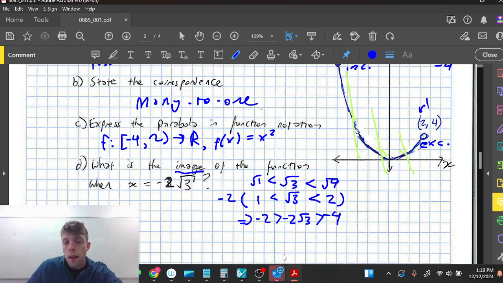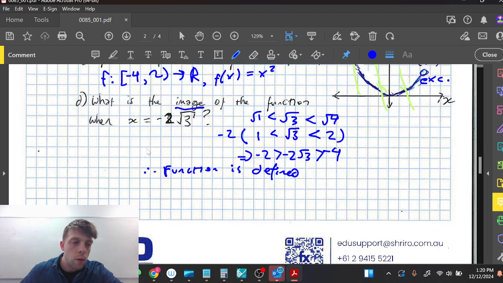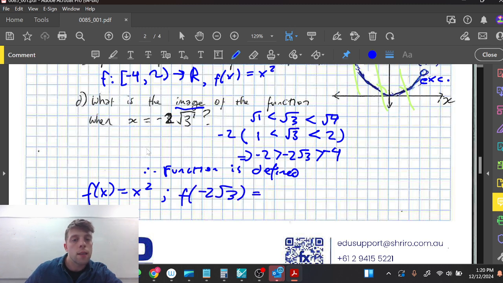So therefore, we can conclude that -2√3 is in fact greater than -4 and less than -2. So therefore, it is going to lie within our domain. So the point being, the function is defined. That's just to double check that we are in fact going to get a unique output. So now we need to figure out what the value of the function is. All right, let's put this value into the equation. We know f of x is equal to x squared, and we're going to put in an input of -2√3 into this function. So I'm just going to replace the x with that.